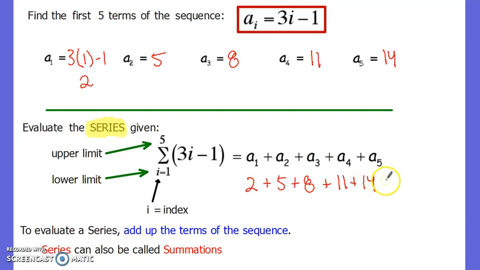And then finally, don't forget, that means we now need to add those up. So 2 plus 5 is 7, 7 plus 8 is 15, 15 plus 11 would be 26, and 26 plus 14 would have been 40. And our overall sum then, as it's often called, a summation, or the series from term 1 to 5 of 3i minus 1, would be equal to 40. Again, we're not going to get the individual terms. We're looking to find the entire sum all added together.